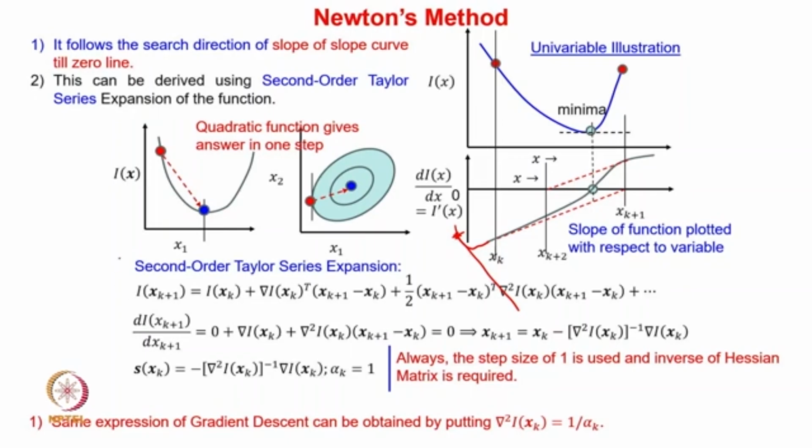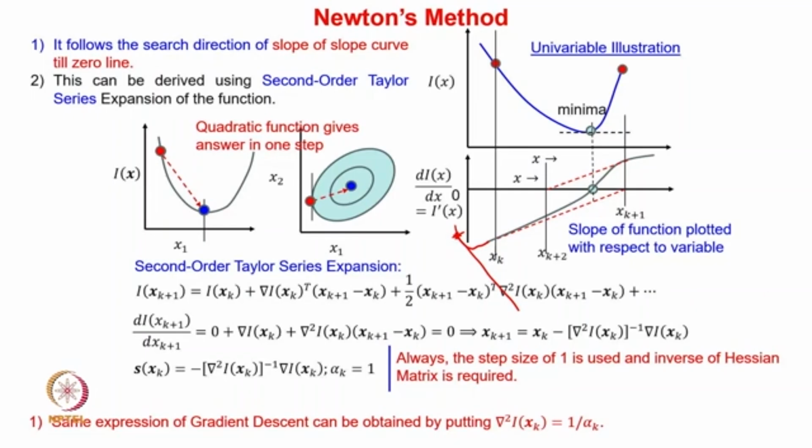So as I said, this Newton's method we can derive based on the second order Taylor series expansion. So this is the second order Taylor series expansion. Here you can see that I(xk+1) is represented as I(xk) plus ∇I(xk) transpose into (xk+1 minus xk) plus 1/2 (xk+1 minus xk) transpose ∇²I(xk) into (xk+1 minus xk), and all the higher order terms are neglected here.